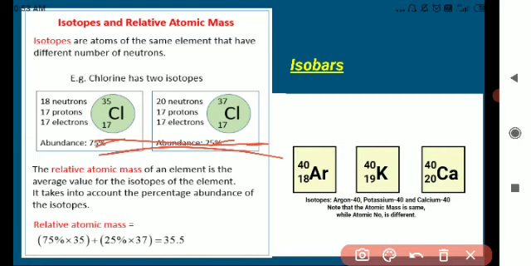Isobars are what? Isobars are different elements having the same mass number. When the mass number is equal, then it is known as isobar. I hope you have understood so far.